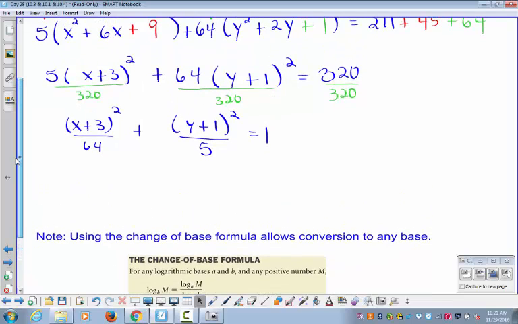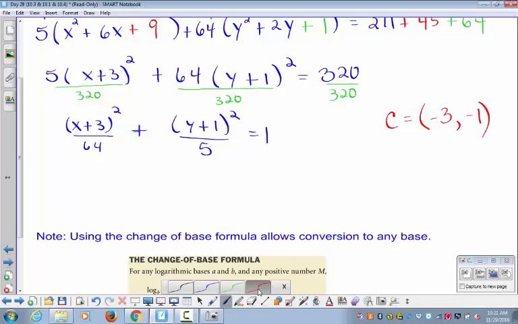From that standard form, we can identify the center of the ellipse. And why do I know it's an ellipse? Because it's a plus in the middle. If there was a minus, then it would be a hyperbola. And what is our center? Negative 3, negative 1. Exactly. We're okay with that? So for both the x and the y, it's the opposite of what we see.